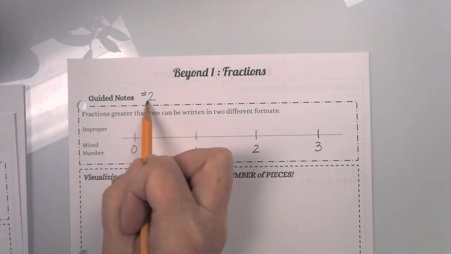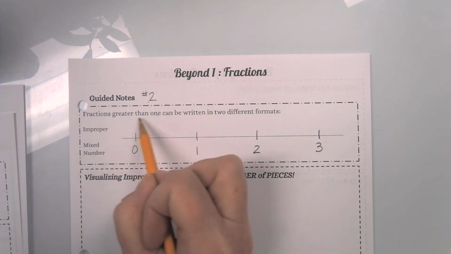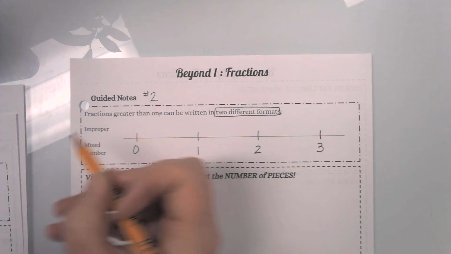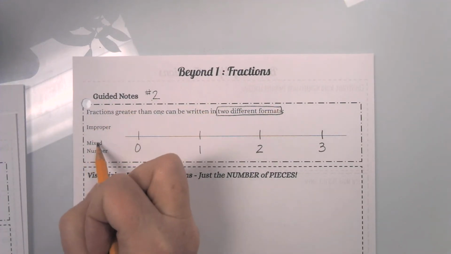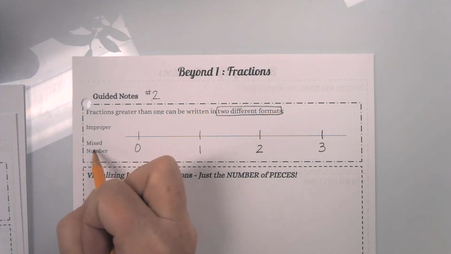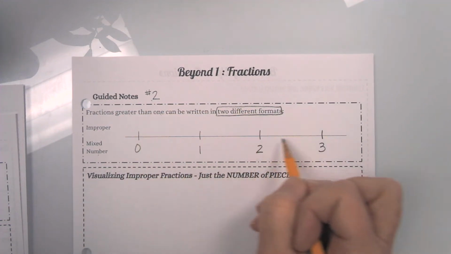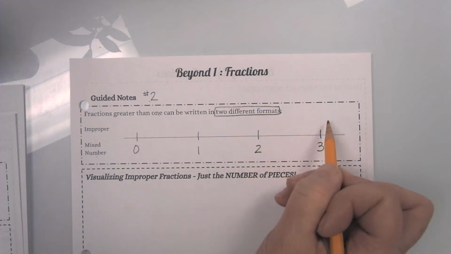Okay, so guided notes number 2 is all about fractions that are greater than 1. And when they are greater than 1, they can be written in 2 different formats. We call them improper fractions. We also call them mixed numbers because they'll have a whole number and a fraction, or sometimes one or the other. Now, let's go ahead and break this up into pieces like we did yesterday, and let's do our fraction form first.